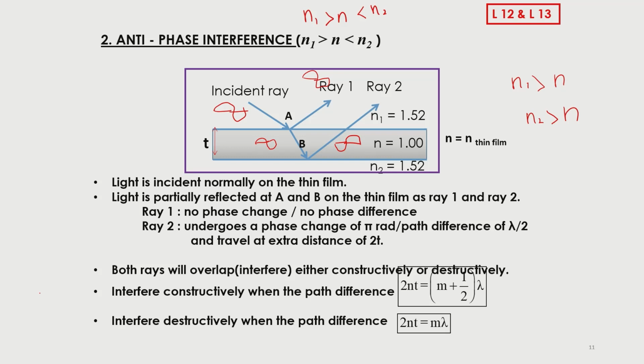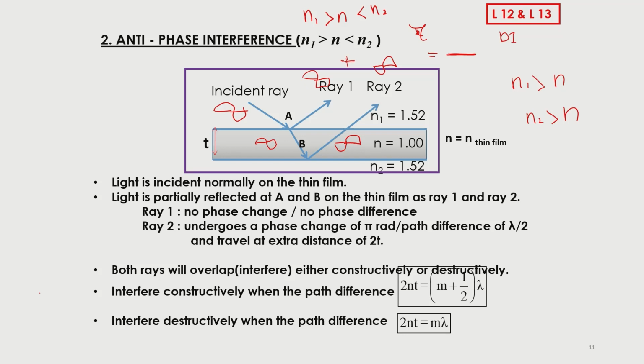So now you are poor, you are 1. You want to become rich, which is 1.52, the analogy. So you need to change, and if you need to change, there must be a phase change. So that's why ray 2 undergoes a phase change. So when you add these two waves, you will get destructive interference.